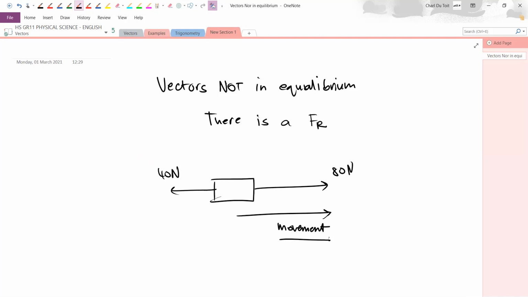The second part is going to be working with vectors that are in equilibrium. In other words, the forces are cancelling one another. If I had a force here to the left of 80 newtons, this will be in equilibrium because there will be no movement.